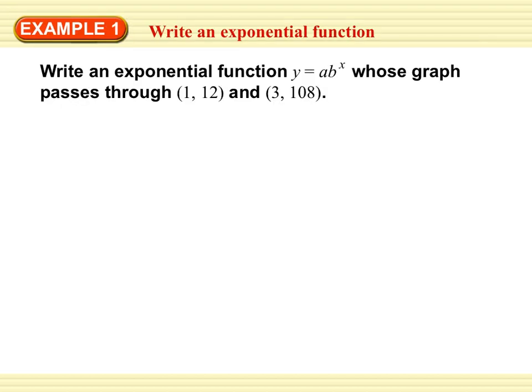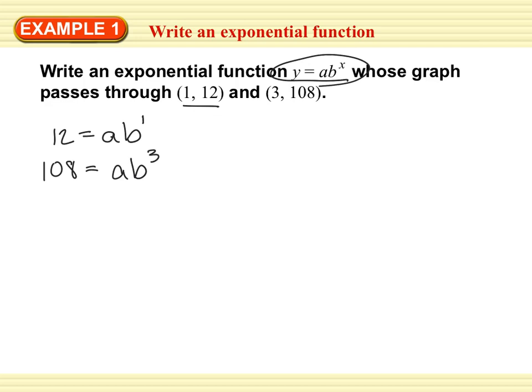All right, so let's get into our new lesson. Write an exponential function, y equals a b to the x, whose graph passes through those 2 points. First of all, we're going to substitute the coordinates of the 2 given points into y equals a b to the x. So we have the values. Let's do the first one. I have 12 equals a b to the first power. Then I have 108 equals a b to the third power, right?